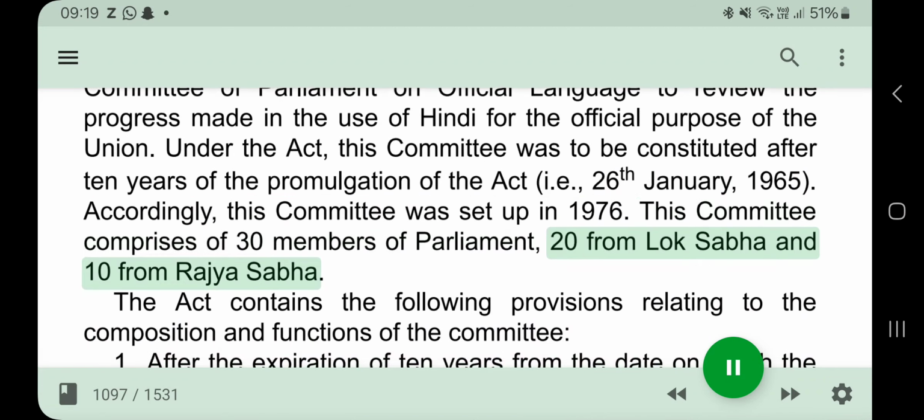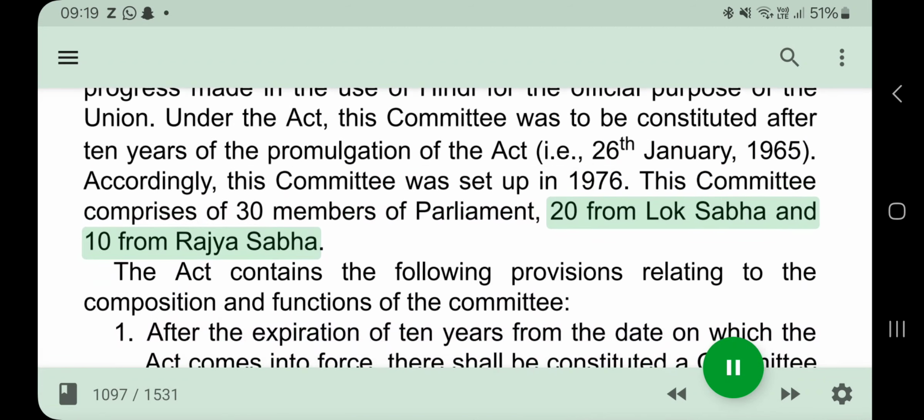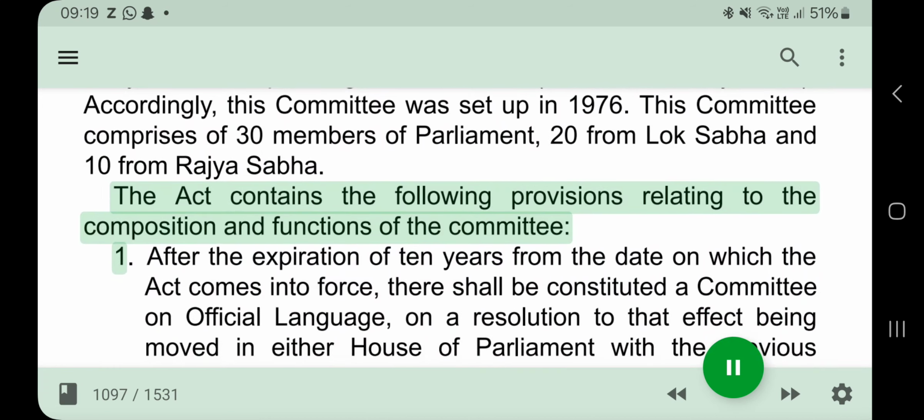This committee comprises 30 members of Parliament, 20 from Lok Sabha and 10 from Rajya Sabha. The Act contains the following provisions relating to the composition and functions of the committee. 1. After the expiration of 10 years from the date on which the Act comes into force, there shall be constituted a Committee on Official Language, on a resolution to that effect being moved in either House of Parliament with the previous sanction of the President and passed by both Houses.